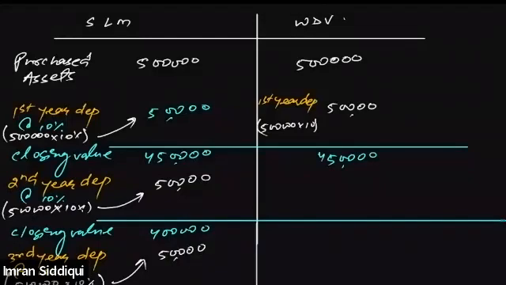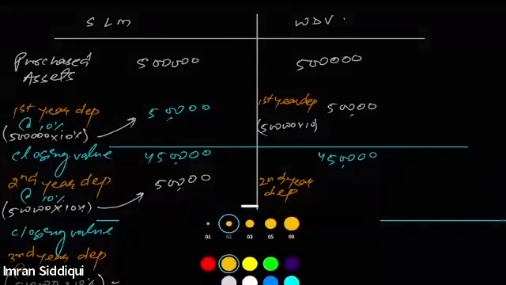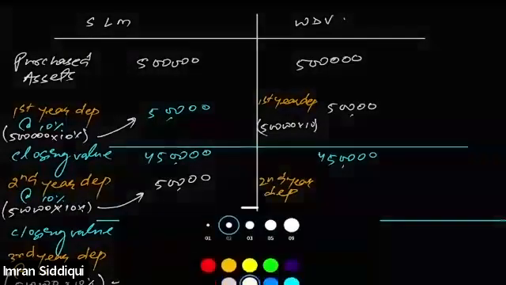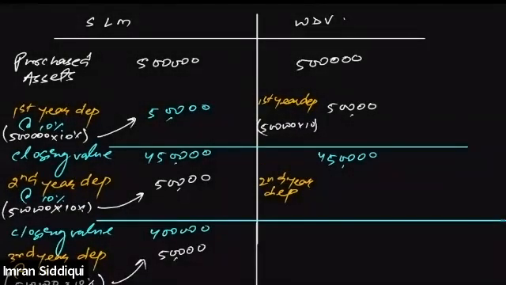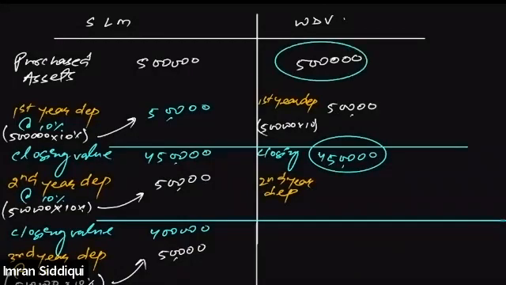But now in the second year, depreciation will be calculated on which value? This is the closing value of the first year. So under the written down value method, we calculate depreciation on the closing value of the asset, not on the opening value of the asset.